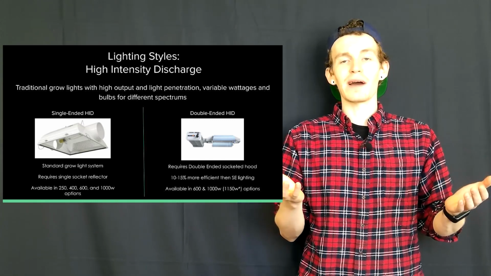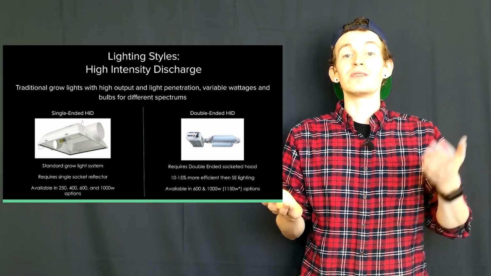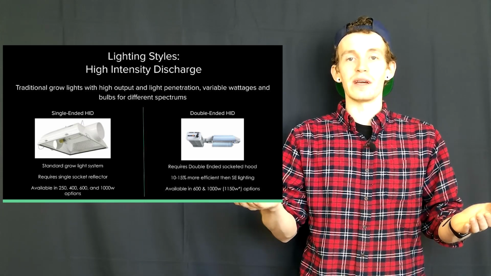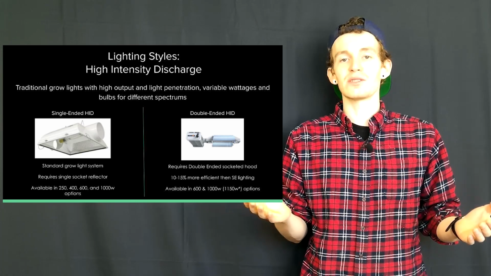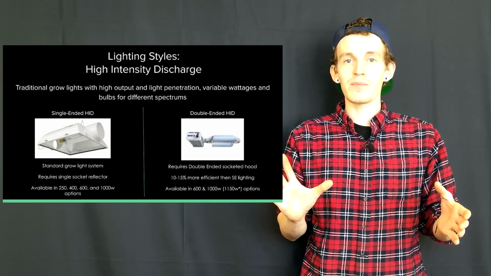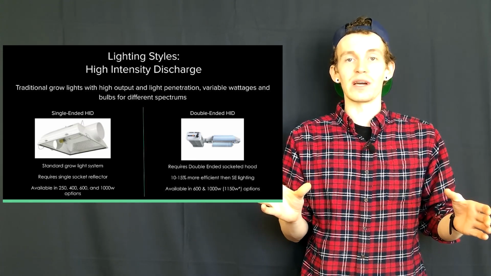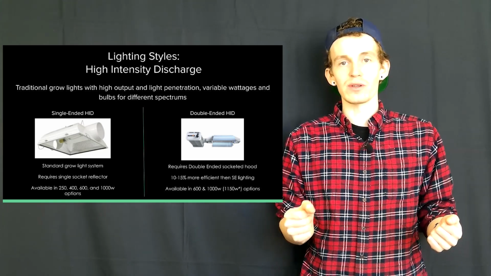HID lighting has two subcategories that are important, which is going to be the single-ended HID and the double-ended HID. The biggest difference between these two fixtures is going to be the actual bulb and how it connects to them, but there's some more significant impacts between them that is important to understand. So let's cover the single-ended first and foremost.